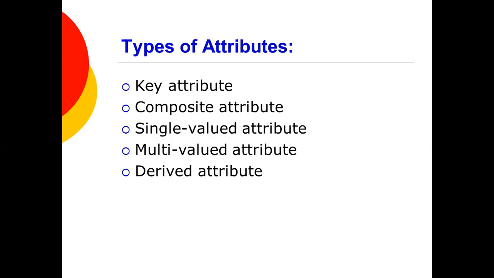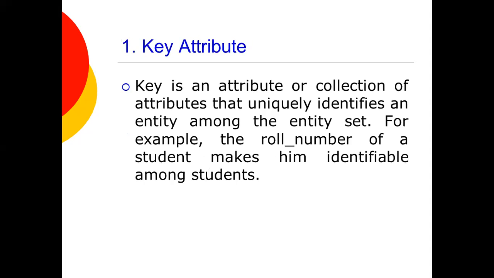Okay, we are going to calculate the age of a particular person, or a student, or an employee, anybody else. Then the age is called a derived attribute. Now we are going to consider an example and elaborate each and every term, starting with the key attribute.